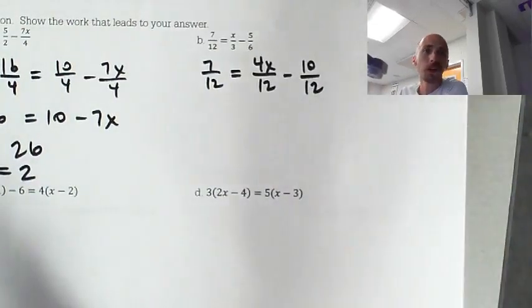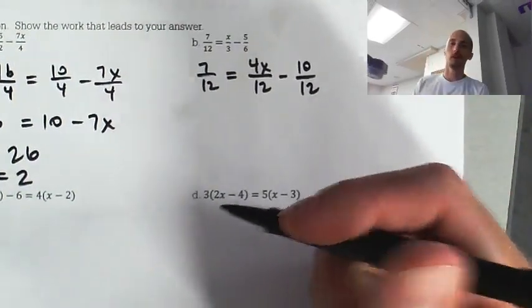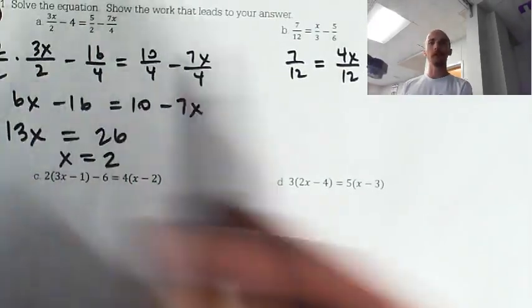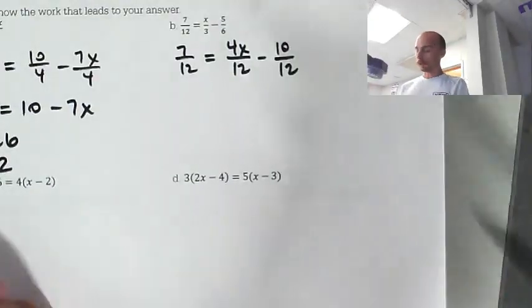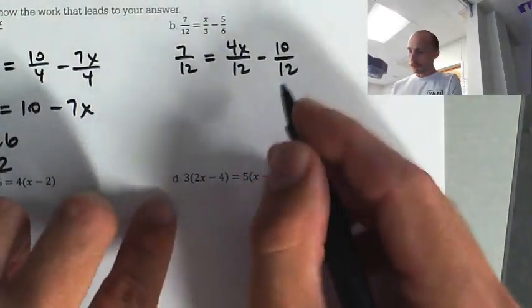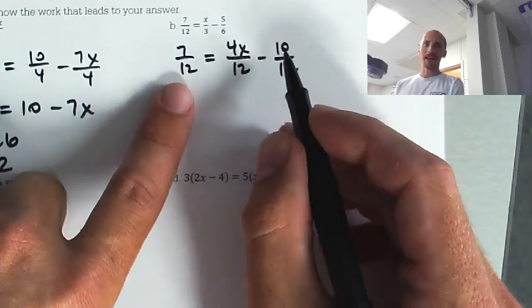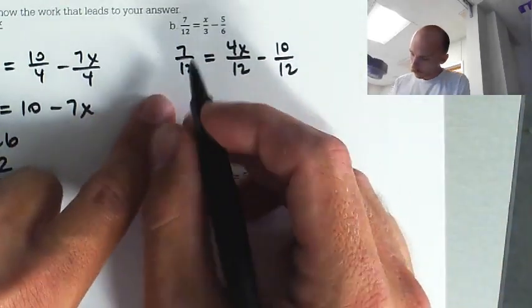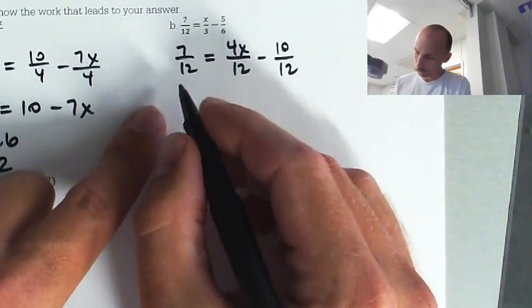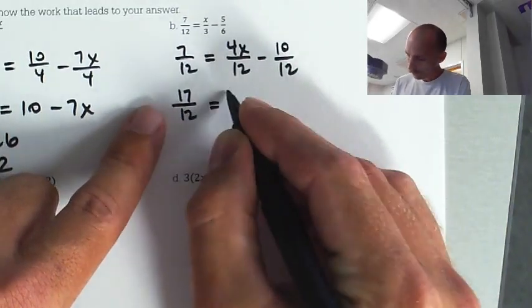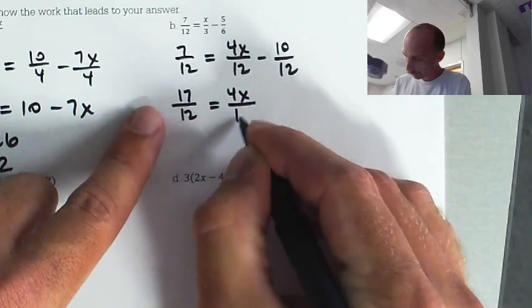Okay. Maybe this one I'll keep the 12ths, in case the second step I took over here to just clear out the 4s wasn't familiar to you. I'll just show you how you don't necessarily have to do that. What we could do is try to isolate the x's. We're going to get rid of this, so we're going to do the opposite, add 10 over 12 to both sides. So if I have 10 over 12 plus 7 over 12, that would be a total of 17 over 12. And that would be 4x divided by 12.